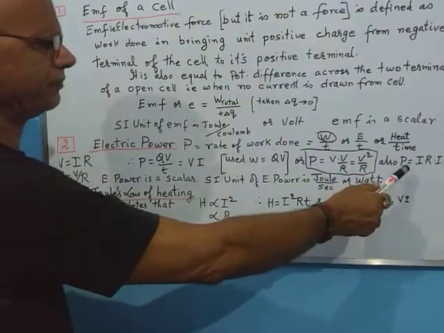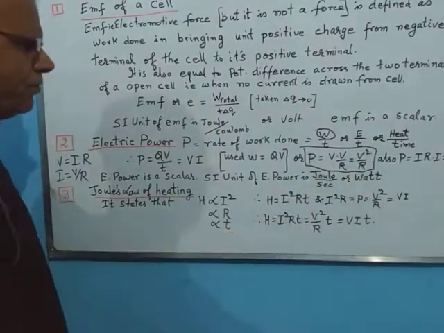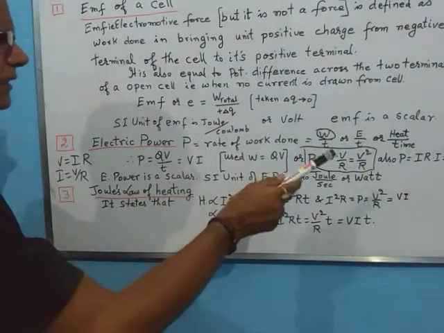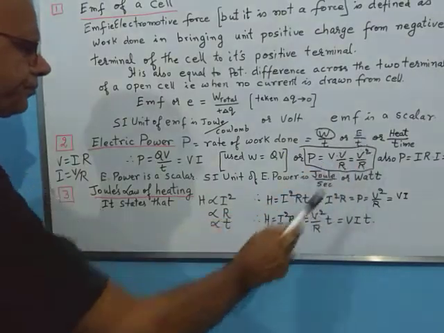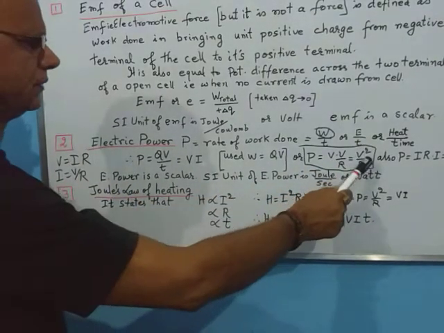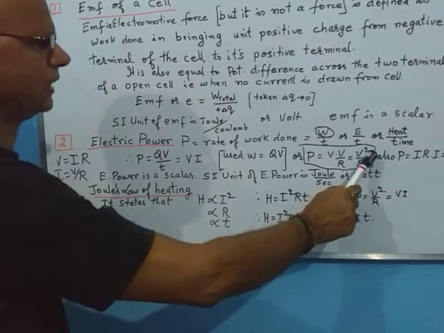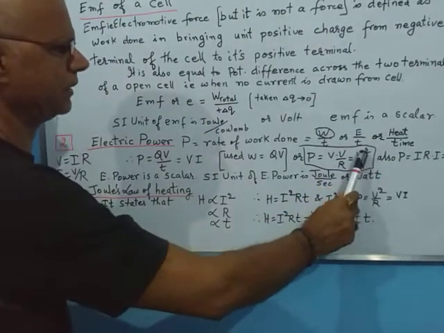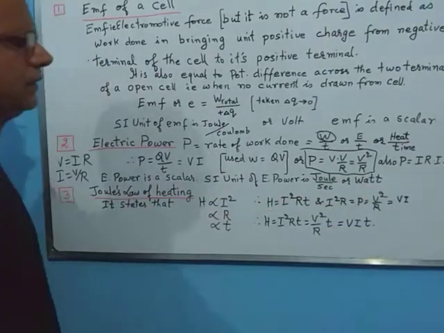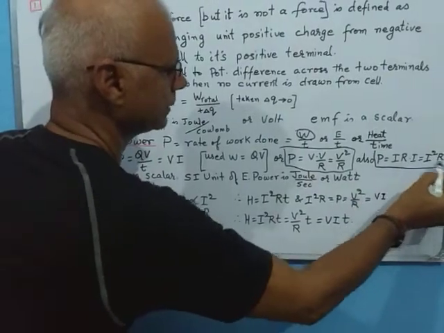Now we can find yet another form. You see, V square by R. Now if you replace this V by IR, you get V square as I square R square. I square R square divided by R becomes I square R. So that is the third form of power. Power is I square R.